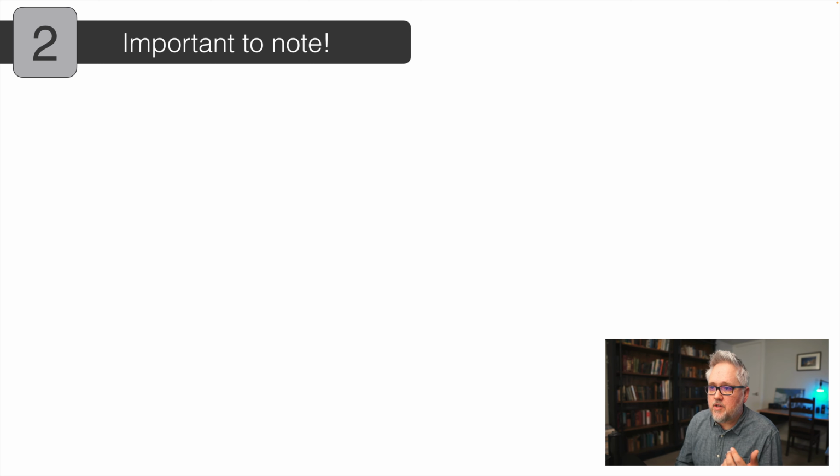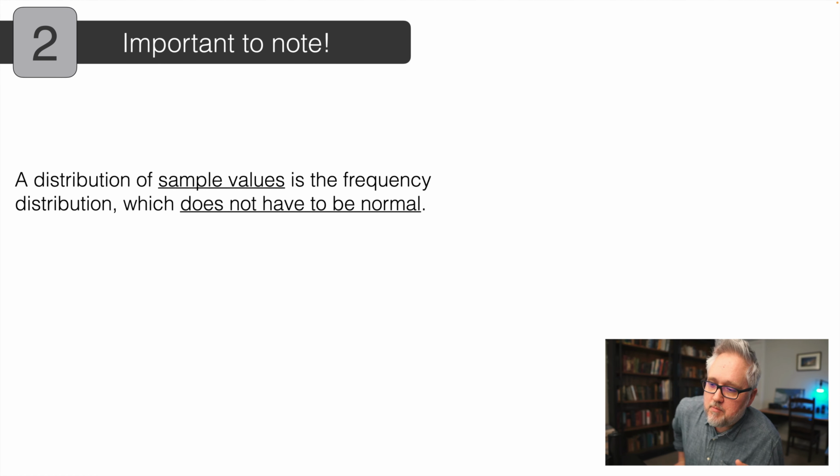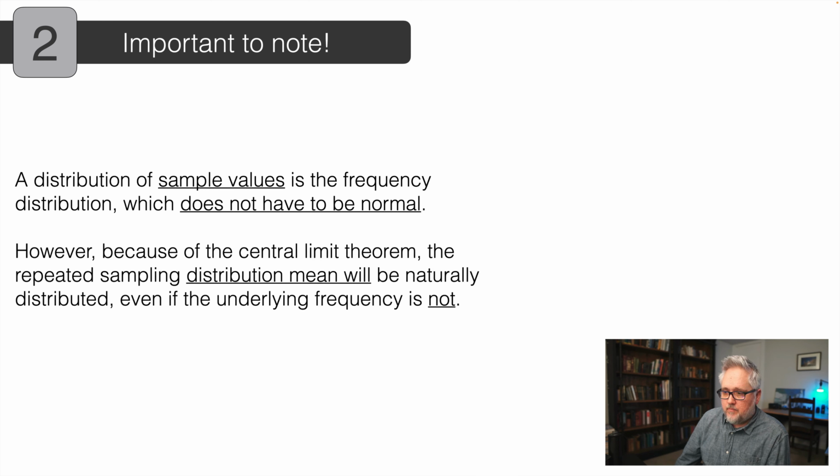So confidence intervals, I mentioned those. It's important to note before I do that what we're talking about here with probabilities. The distribution of the sample values, so let's say I choose these different values here of the beads, that's just the sample values of the frequency distribution. Those do not have to be normal. The average values will be normal. The sampling distribution of the means will be normally distributed, even if the underlying frequency is not.